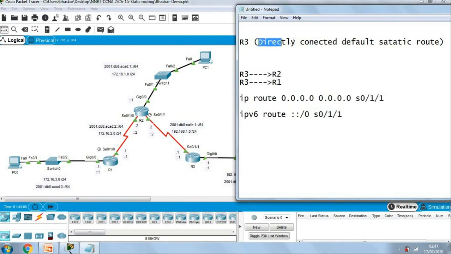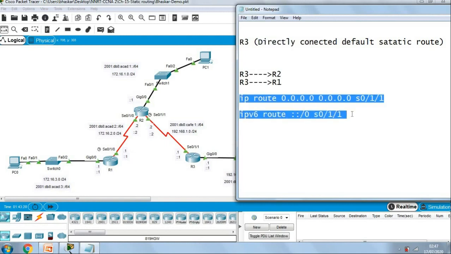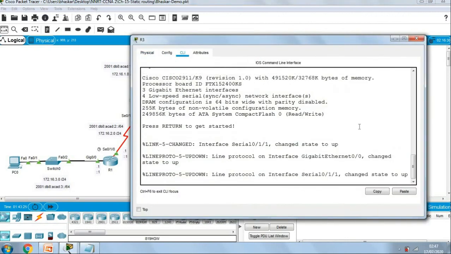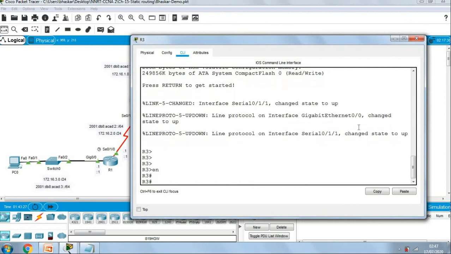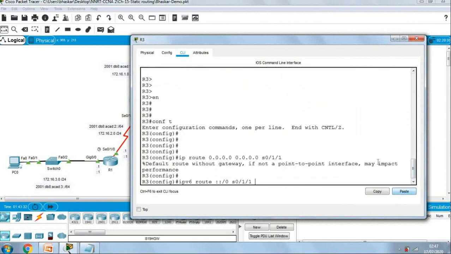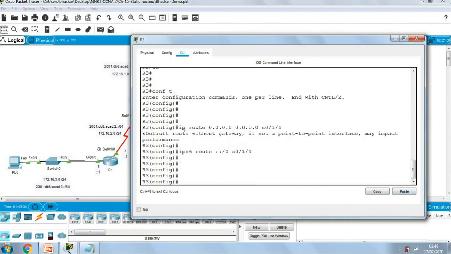For example, if the question says next hop, you have to give R3 the next hop 192.168.1.2. But the question says directly connected, meaning exit interface serial 0/1/1. So I'm going to paste these in R3. Enable, config t, and I paste these two. So I configured two default static routes, one for IPv4 as well as one for IPv6.